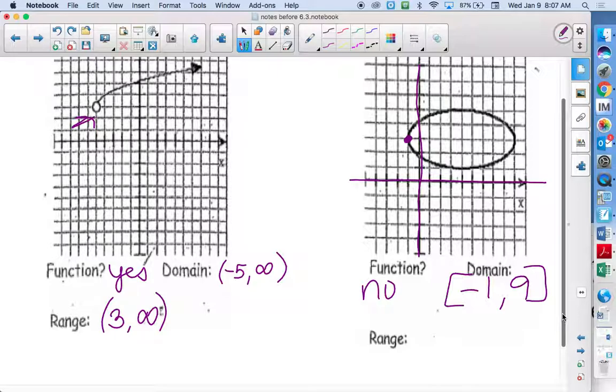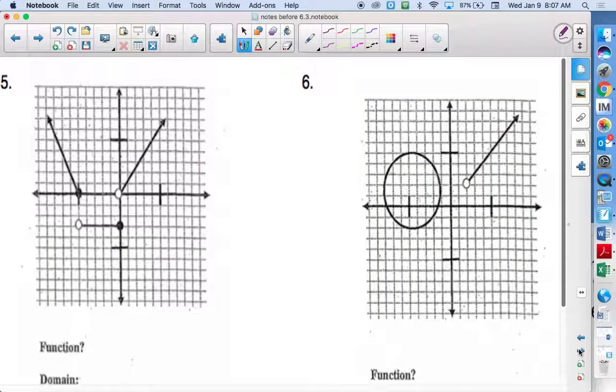Mackenzie, Mallory, what do you have for the range? And what goes around those? Perfect. Any questions with those two graphs?